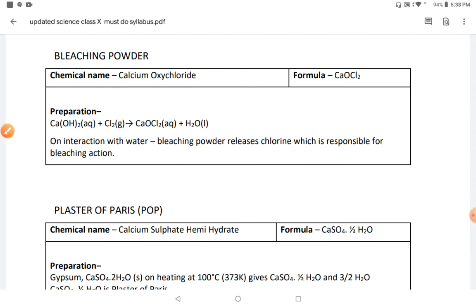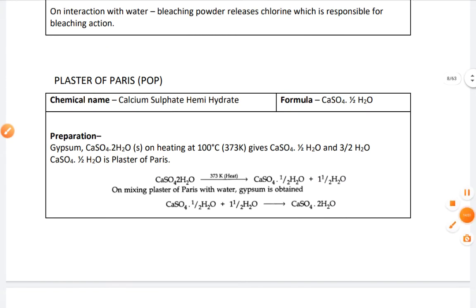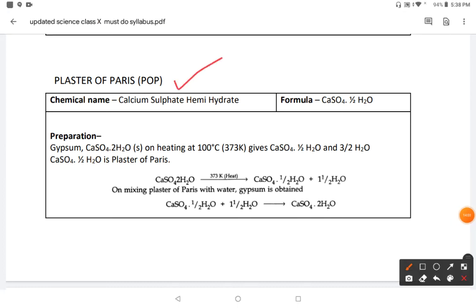Now the next salt is plaster of Paris. In short, we call it POP. Everybody here has heard about POP. It is used in our houses for making roofs, for making toys. So many things are prepared from POP. So what is its formula? CaSO4 half H2O. The chemical name is calcium sulfate hemihydrate.